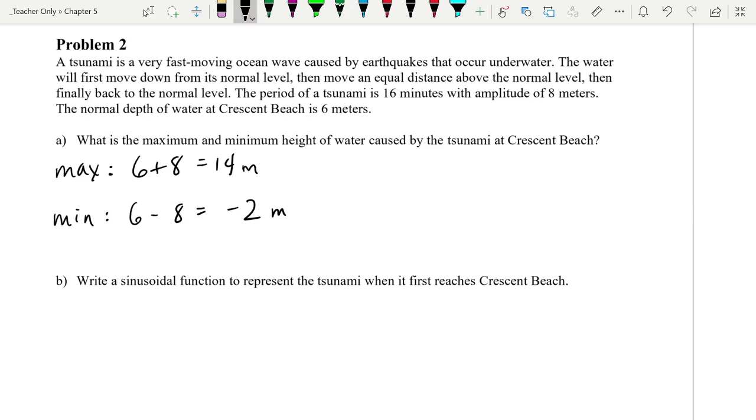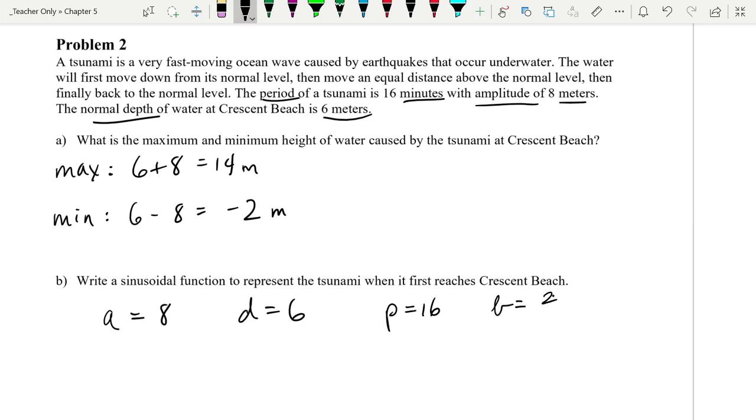And then for B, let's make an equation. What do we know? Amplitude is 8 meters, so that's my A. Normal depth is 6. That's my D. The period is 16 minutes. So P is 16, which means that B is 2 pi divided by P, which is 2 pi over 16, which is pi over 8.